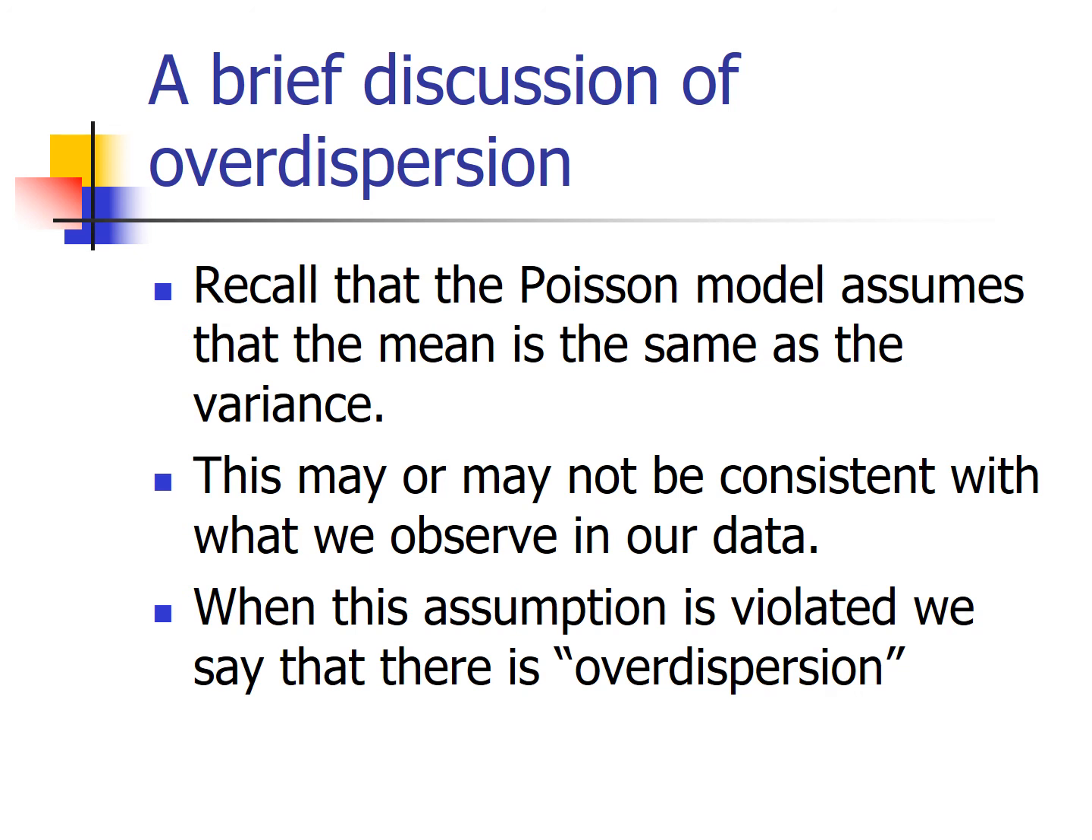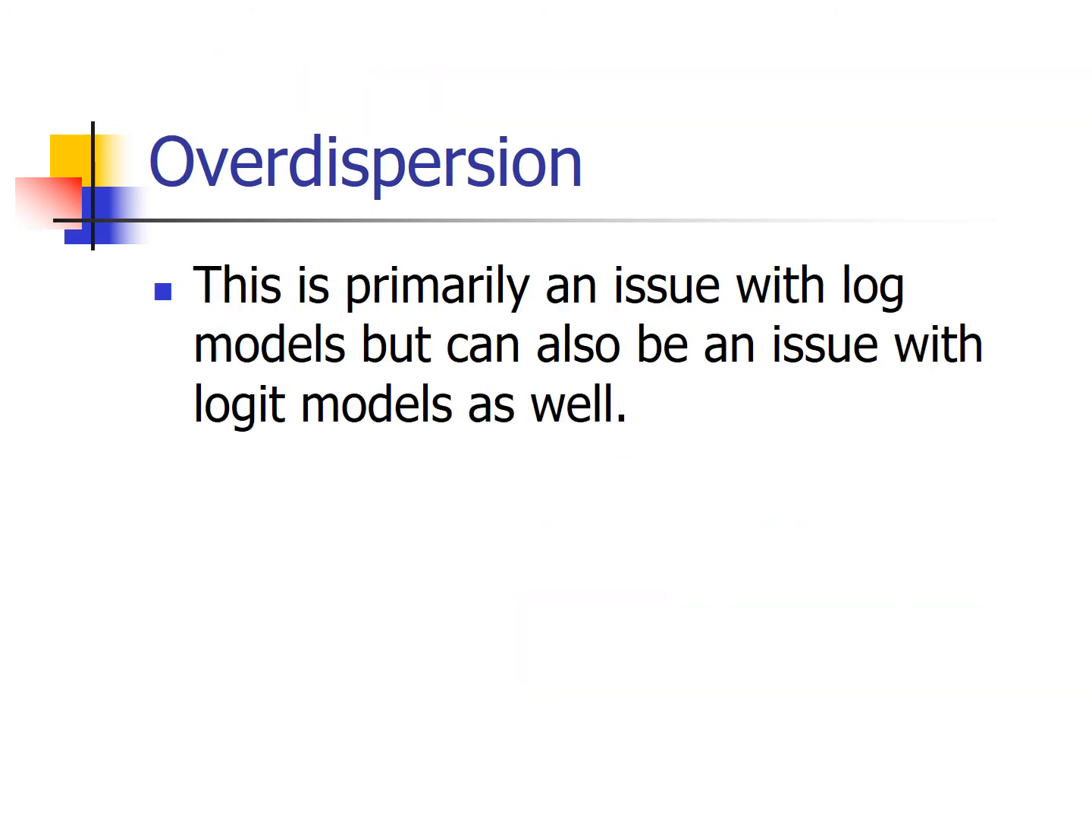But recall, for the Poisson random variable, the mean is equal to the variance. So if we're modeling something with a Poisson random variable, we're assuming that the mean and the variance are the same. And of course, that may or may not be consistent with what's going on in our data. When this assumption is violated, we say that our data has over-dispersion. Over-dispersion is primarily an issue with log models, but can also be an issue with logit models as well.